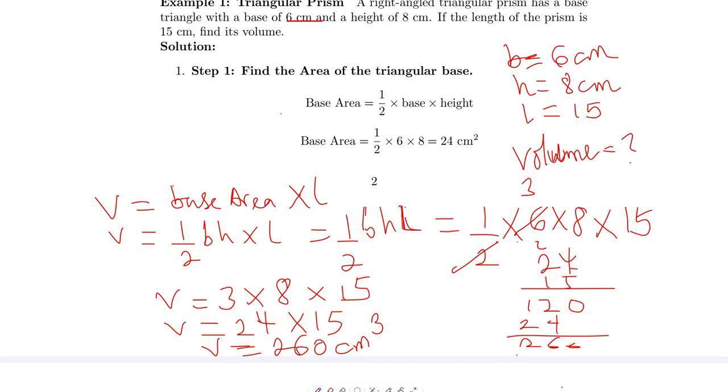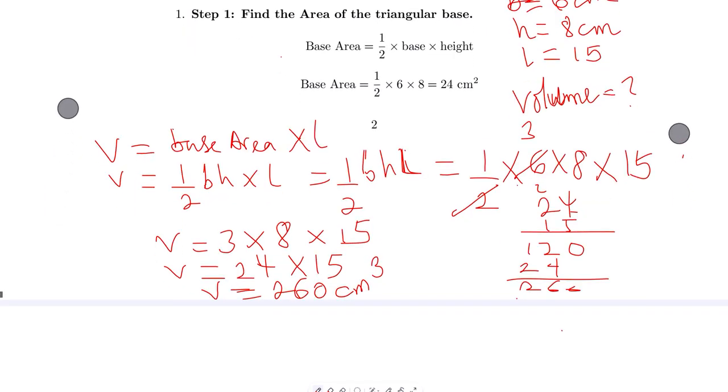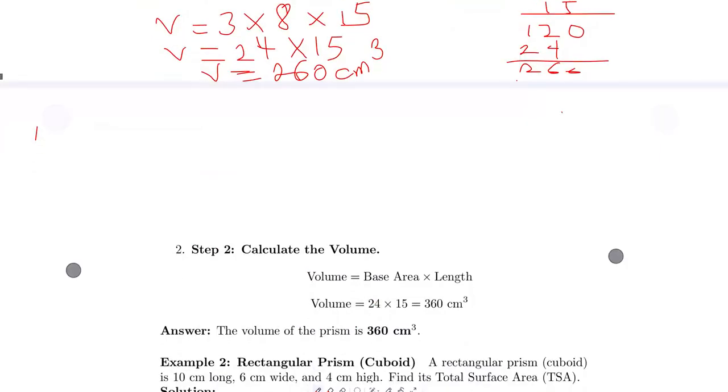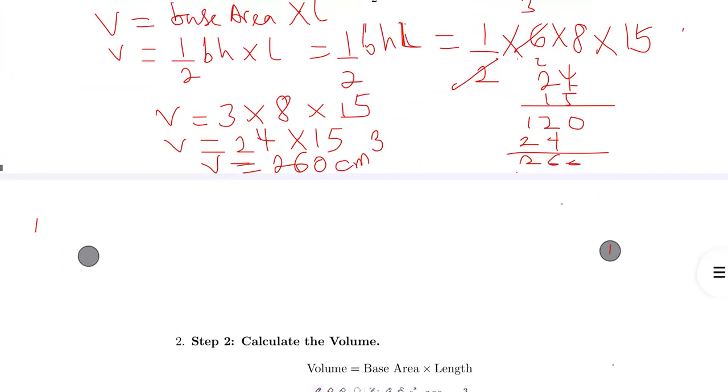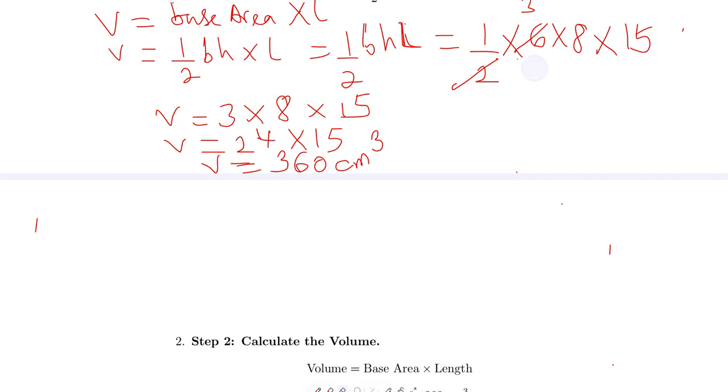Do you understand that now? So that is how we do stuff like this. Oh, sorry, 2 plus 1 is 3. So this is 360, not 260. So that is 360 there. That's how to do it for a triangular prism.